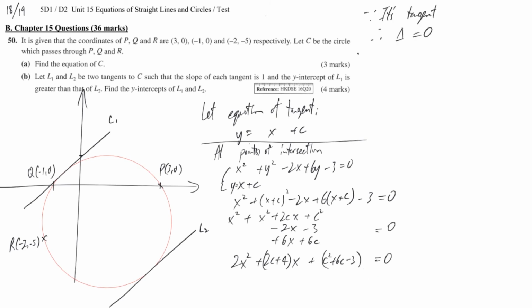Then we can use the formula b squared minus 4ac is equal to 0. b is 2c plus 4, squared, and then a is 2, c is c squared plus 6c minus 3, equal to 0. I extract 2, and 2 squared becomes 4.